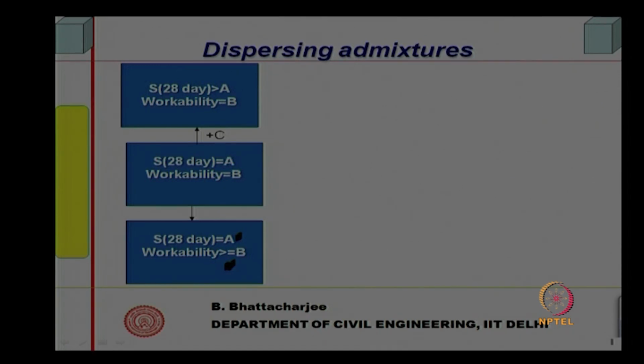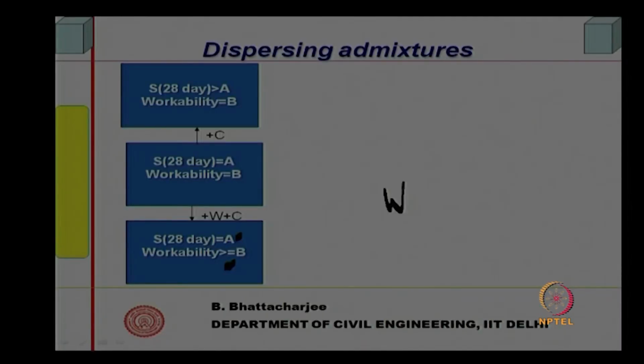Now, if you want to work easily with it, you have to add water, because then it will flow and you can compact it easily. Common sense tells us that. Its intricacy and details we will look into sometime later, but at the moment we will assume that I have to add water.